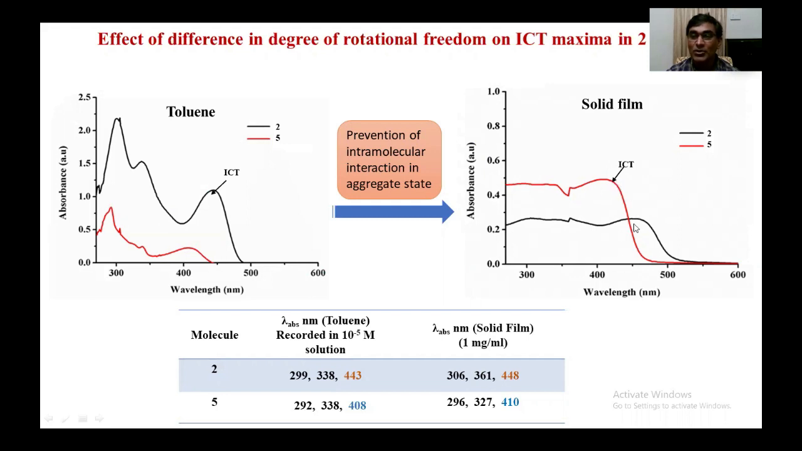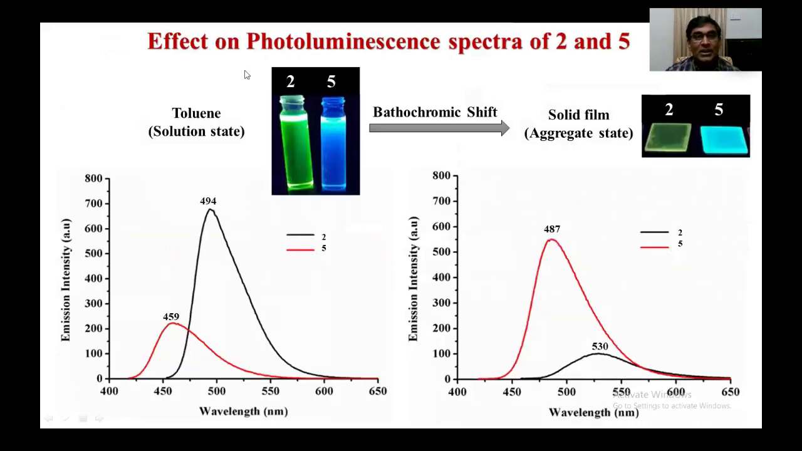Now, effect on photoemission spectra of 2 and 5. If you see the emission of these 2 and 5 molecules, again in solution state, that is the toluene, and the solid state, you come to know here this molecule 2 having diphenylamine is a strong emitter in solution state. It emits at 494 wavelength, is a green emitter, and the fifth molecule having carbazole unit, the emission is less, the weak emitter at wavelength 459, that is the blue emitter.